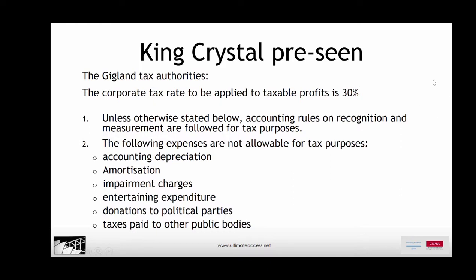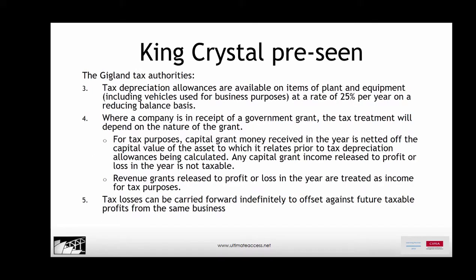And here we are given a list of those expenses that might be allowed within an accounting profit calculation, but not in Gigland anyway, in the way that we would calculate a taxation profit. We've also got a little bit here on tax depreciation allowances, what some of us in the UK would refer to as capital allowances, and also the way that Gigland treats government grants, and the way that certainly these grants are treated as far as a tax angle is concerned.